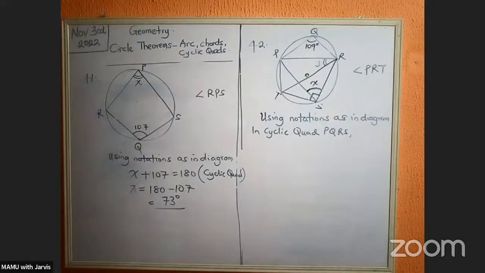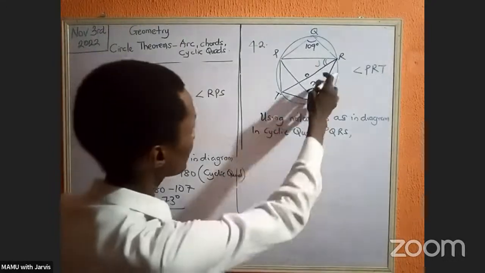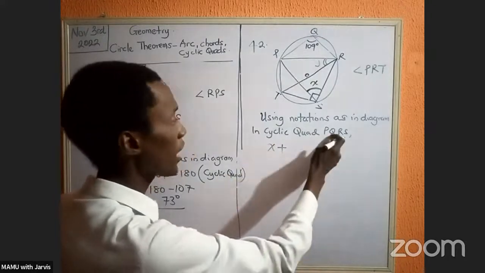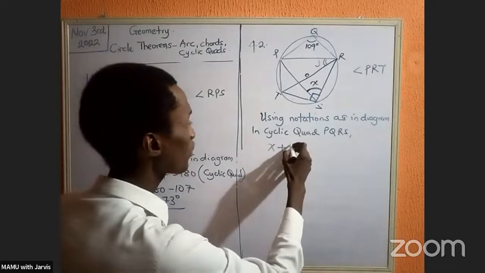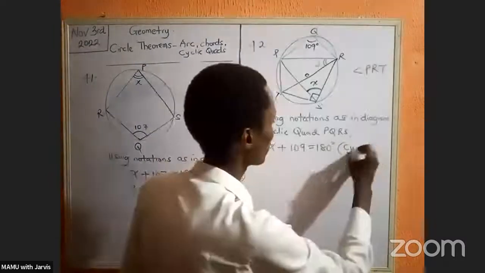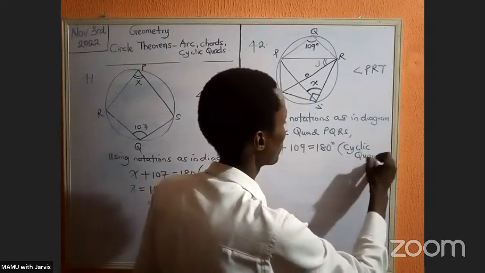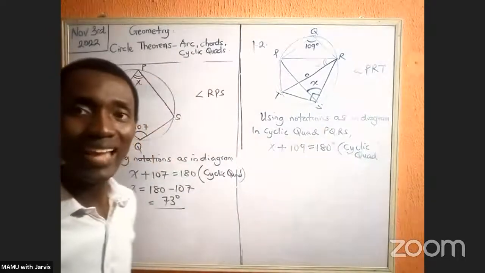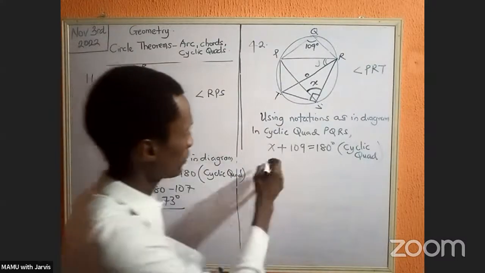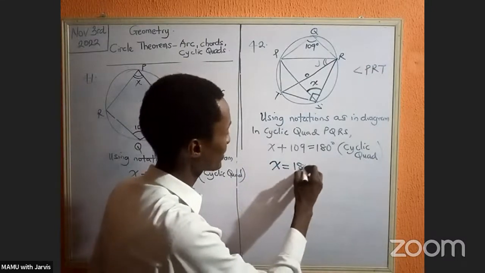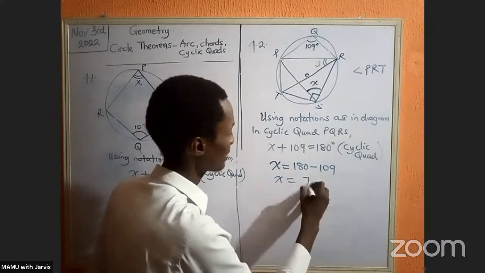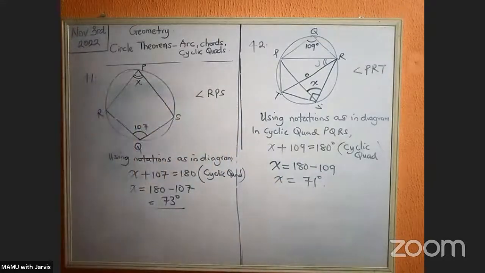Which of those ones will help me? Now look at it very well. In the cyclic quadrilateral, I said this will be X. Is that not? X plus Y, X plus 109 will be equal to 180 degrees. What's the reason? Cyclic quadrilateral. So if that is in place, X will be equal to 180 minus 109, and that will mean that X is equal to 71 degrees.